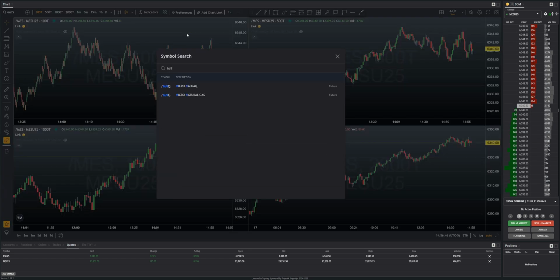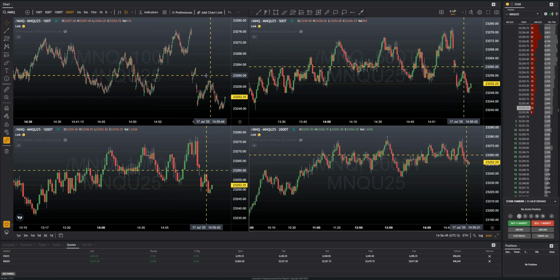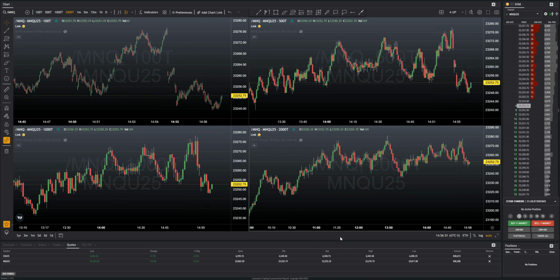And again, I chose MNQ just because it's a very fast moving instrument and it will demonstrate what I'm trying to show more clearly. So there you have it.